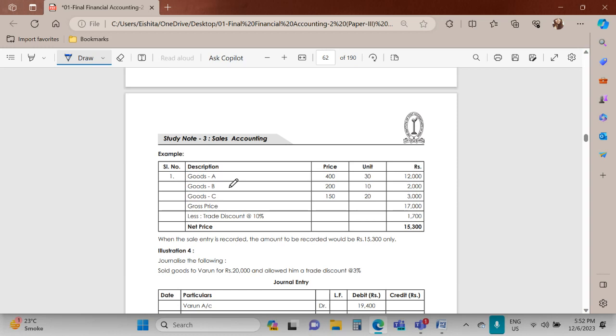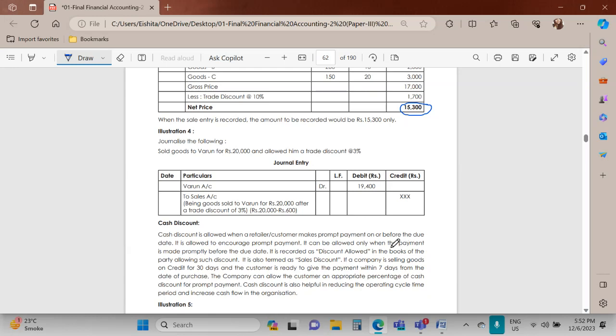Goods A, goods B, goods C, यूनिट प्राइस और क्वांटिटी उसने लिख दिया, ये उसका अमाउंट बन गया, ग्रॉस प्राइस, and what he has issued discount, trade discount at 10%, net price is 15,300. So we will record the entry for 15,300. We will not record the trade discount entry.